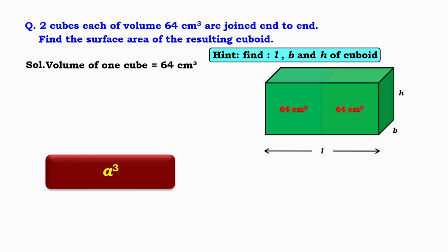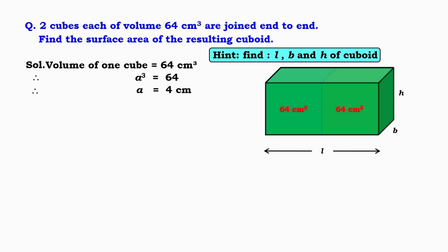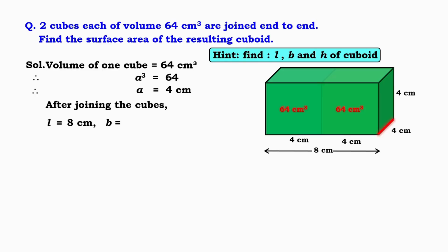Now first we need the volume formula of the cube, that is a to the power 3, where a is the side of the cube. So a cube is equal to 64. So a is equal to the cube root of 64, that is 4 centimeter. So we got the value of a. Now if we join this a and a, we will get L. B and H are always the same because this is a cube. So after joining the cubes, L is equal to 4 plus 4, that is 8 centimeter, B is 4 centimeter, and H is also 4 centimeter.